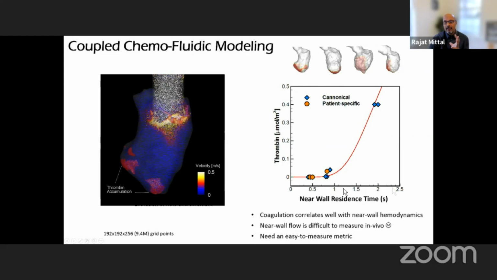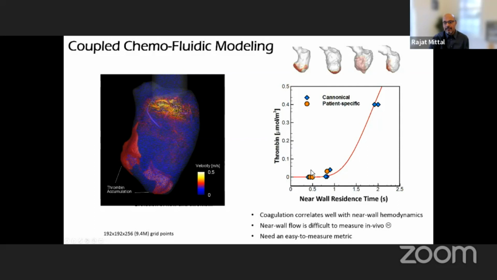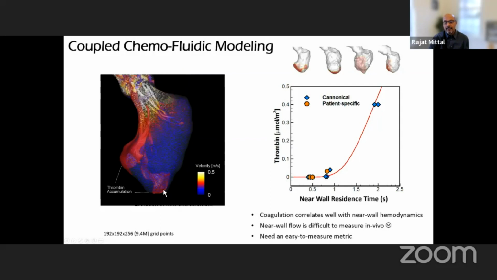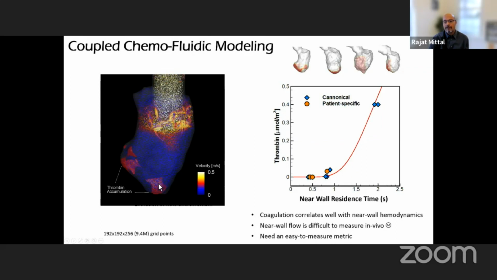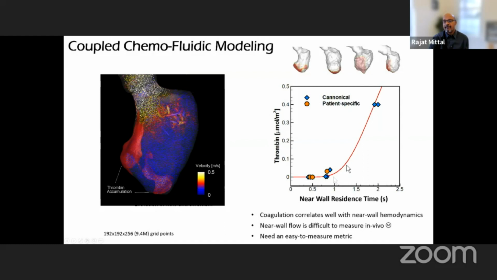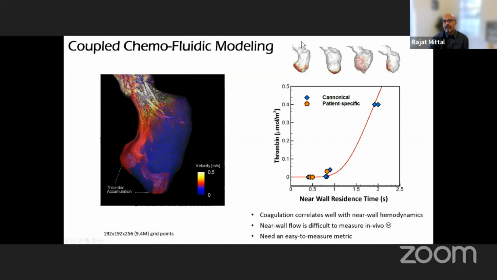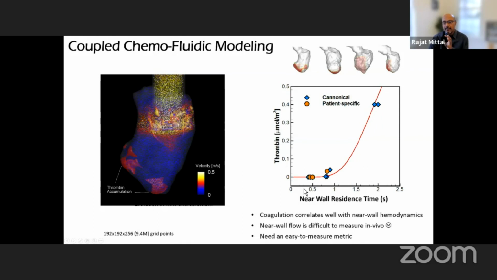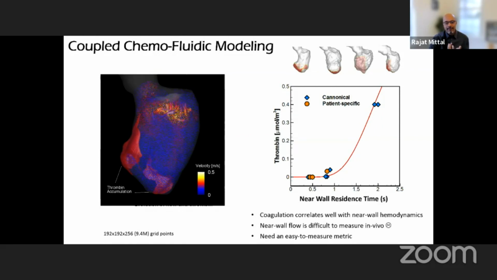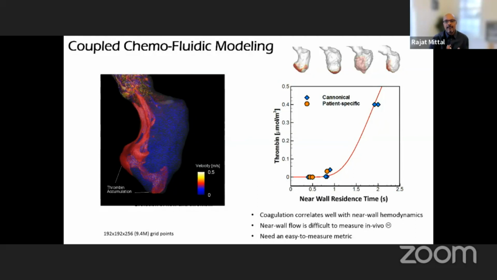Here's a plot of something that we call near wall residence time, which basically estimates how much flow is getting close to the wall of the ventricle. And this is the thrombin concentration. And we see a very nice correlation between these for the various cases that we simulated. So it turns out from these simulations, we determined that the fluid mechanics is the most important part. The chemistry is not that particularly important.